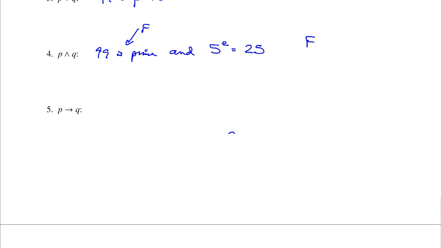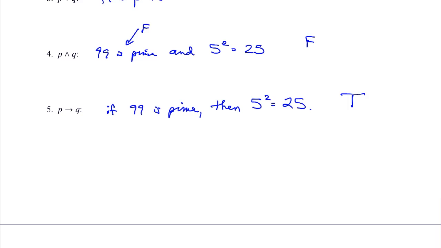All right, the last one here is if 99 is prime, then 5 squared is equal to 25. True or false? True. That is true. That is vacuously true, in fact. All right. Questions over those examples? Okay.